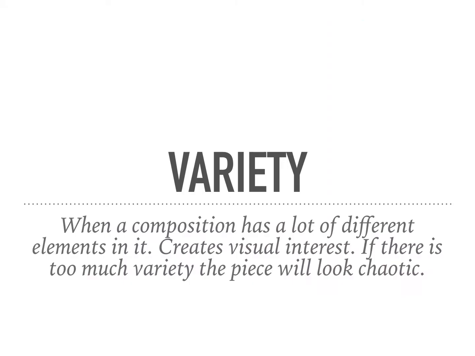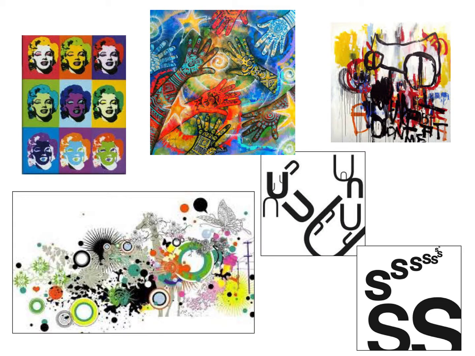Next one is variety. When a composition has a lot of different elements in it, it shows big time variety. It definitely creates visual interest, but again, if you have too much variety, the piece will look chaotic. So for art purposes, you'll want to unify a little bit with something that reoccurs, but for the review, variety, the more the better.